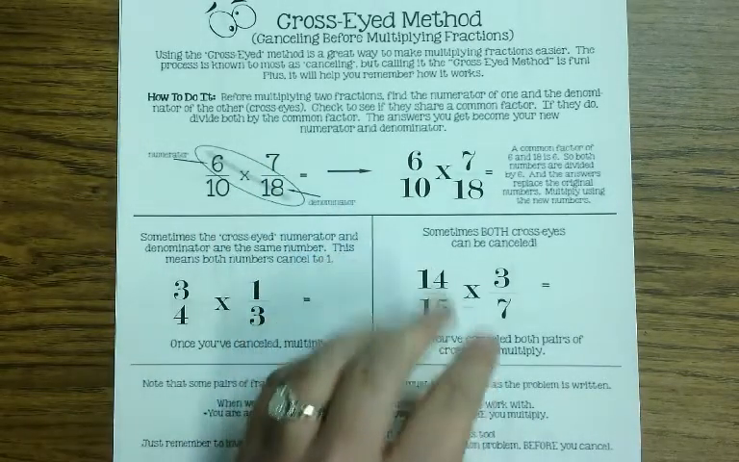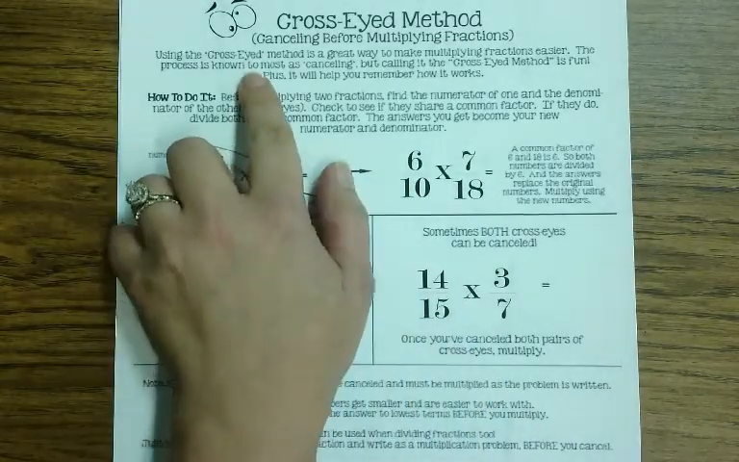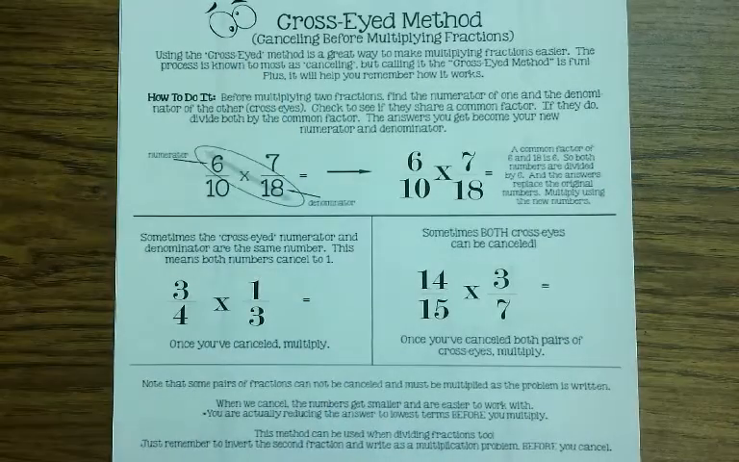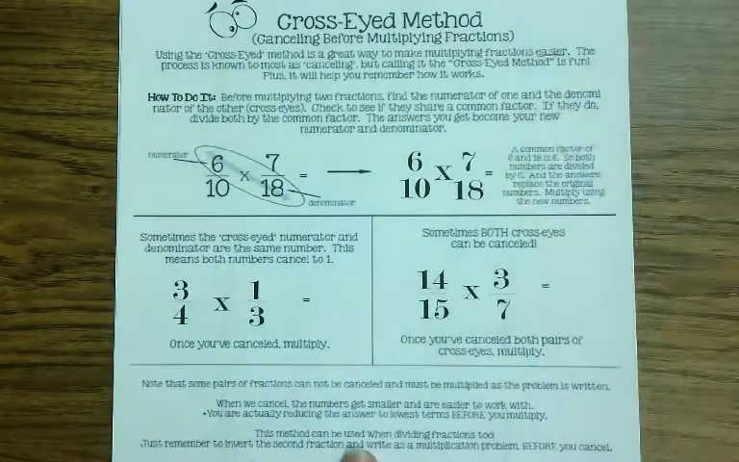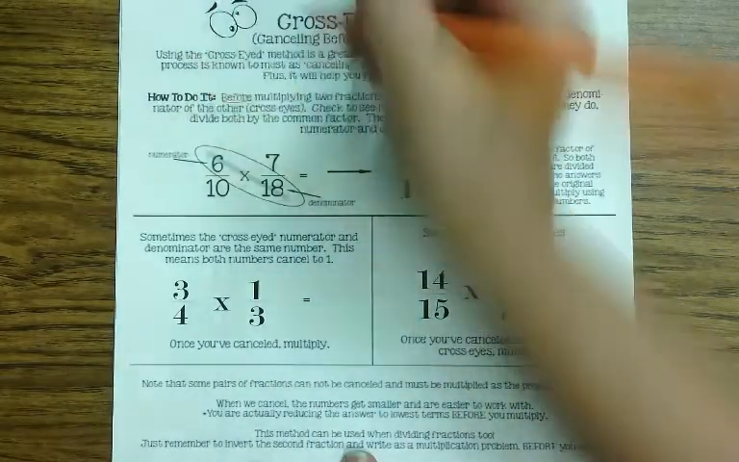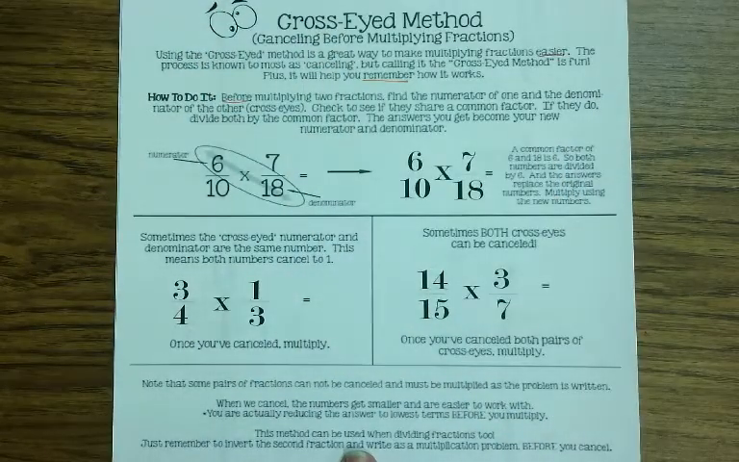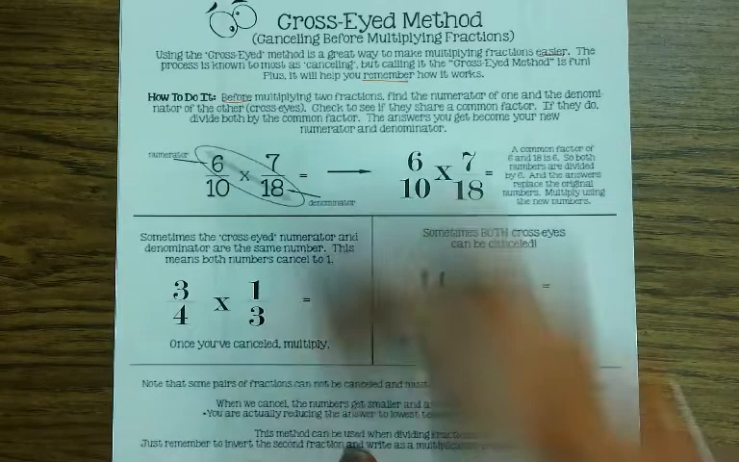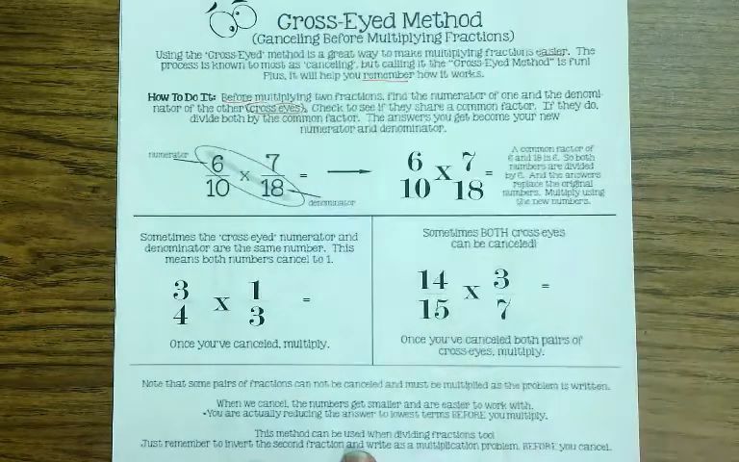Using cross-canceling, or the cross-eyed method, is a great way to make multiplying fractions easier. The process is known to most as cross-canceling, but calling it the cross-eyed method is fun and will help you remember how it works. So here's how it works. Before multiplying two fractions, that's important, before multiplying two fractions, find the numerator of one and the denominator of the other. That's why it's called cross-eyes.